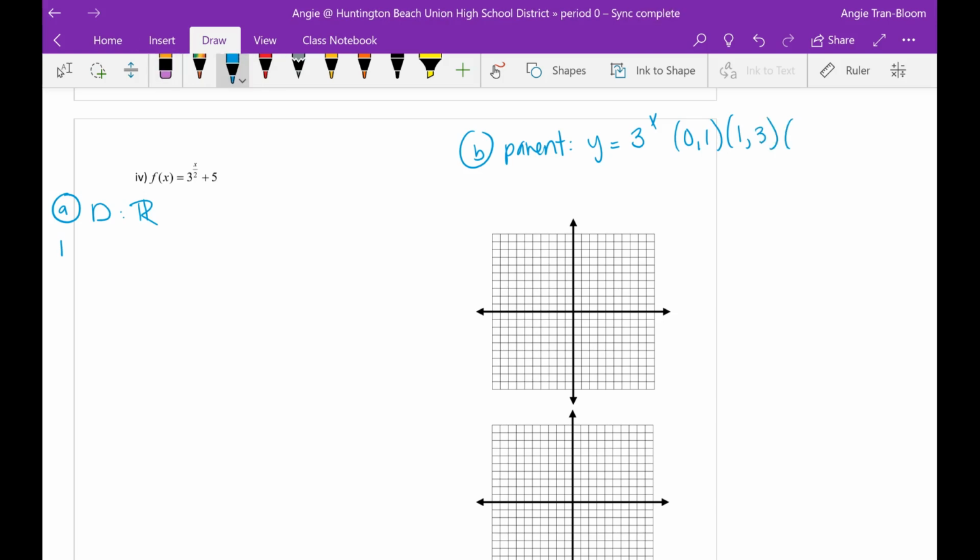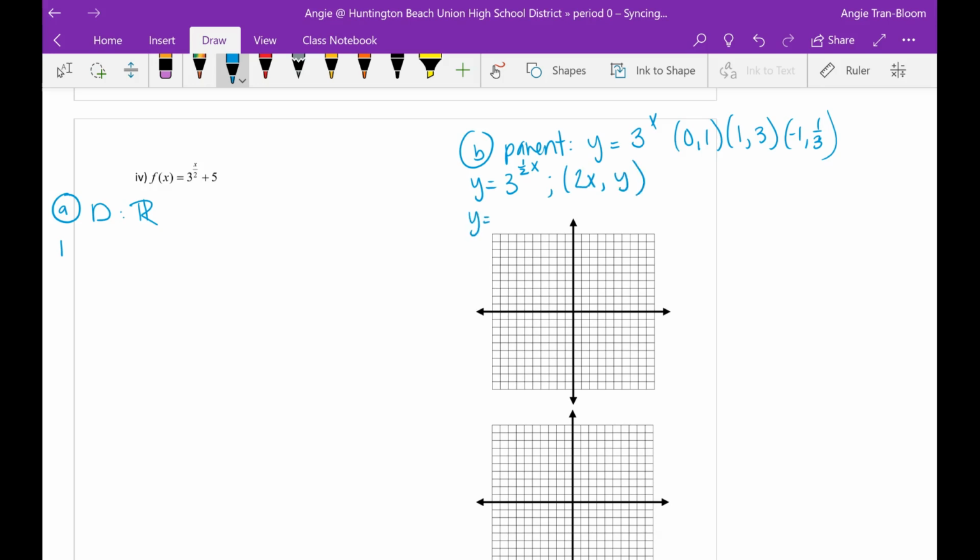All right, and then when x is -1, I should have 1/3. It looks like I have two transformations. This one is y equals 3 to the 1/2 x. Okay, x divided by 2 is the same thing as 1/2 x. This is a horizontal stretch factor of 2, so I'm going to multiply all my x's by 2.